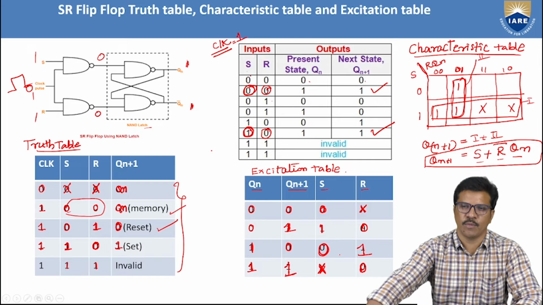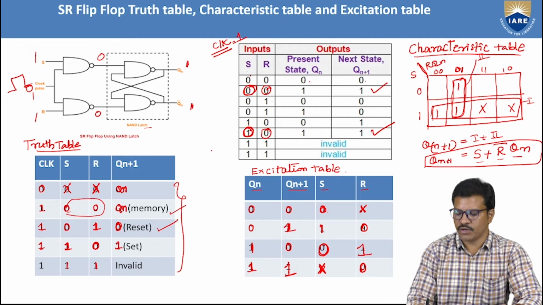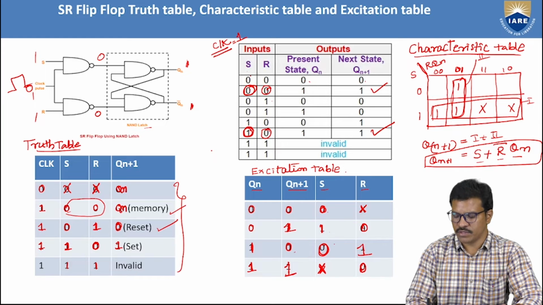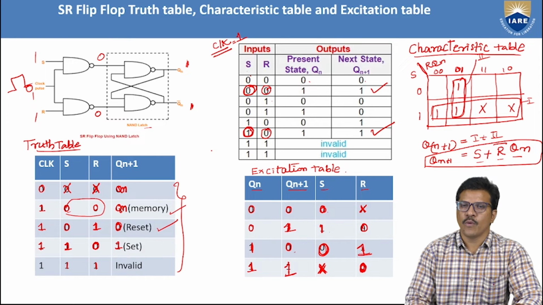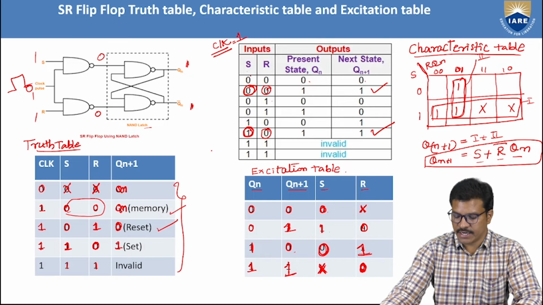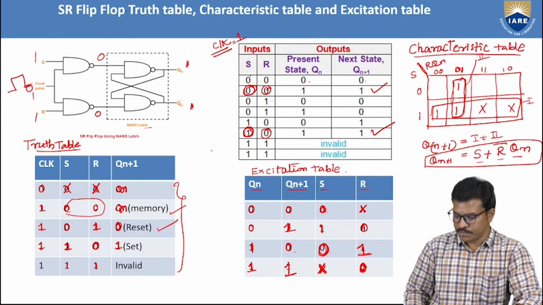So the excitation table is: present state 0, next state 0, inputs 0, x. Present state 0, next state 1, inputs 1, 0. Present state 1, next state 0, the combination is input 0 and 1. And present state 1, next state 1, inputs x, 0. This is the table. Now, this table will help to design the conversion from one flip-flop to another flip-flop. That is the main purpose. So this is the excitation table for the SR flip-flop.